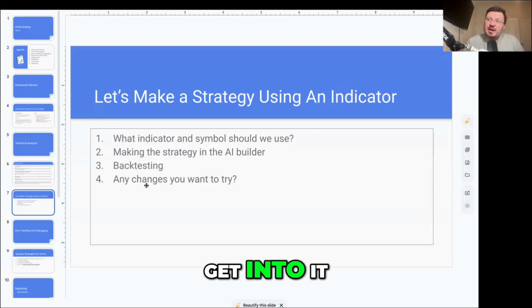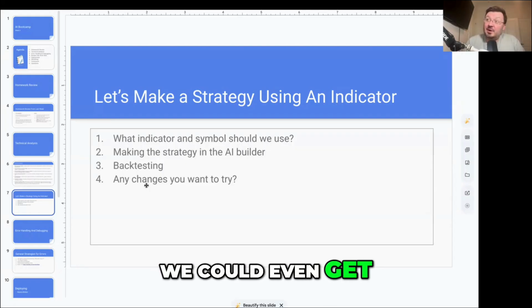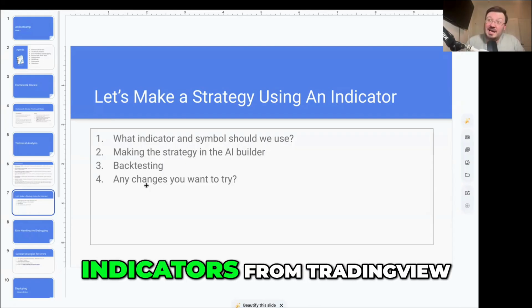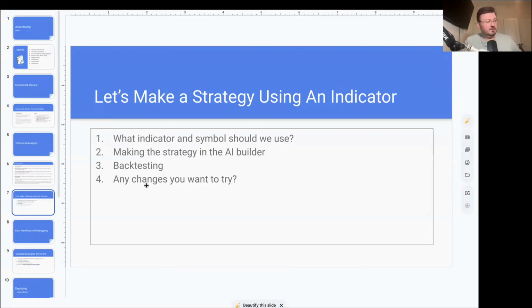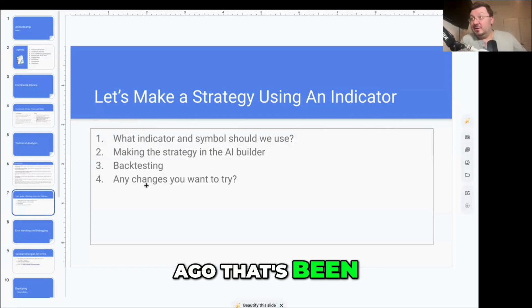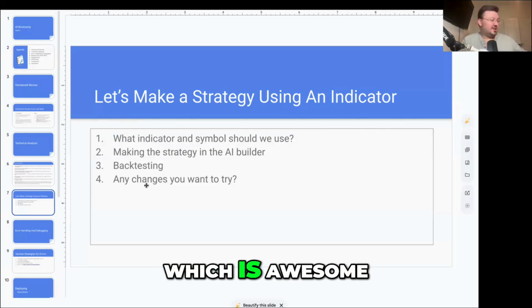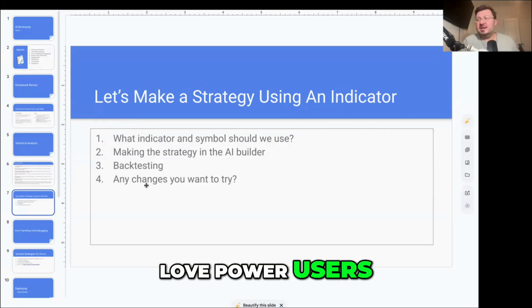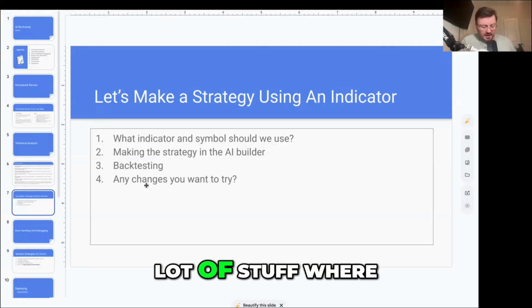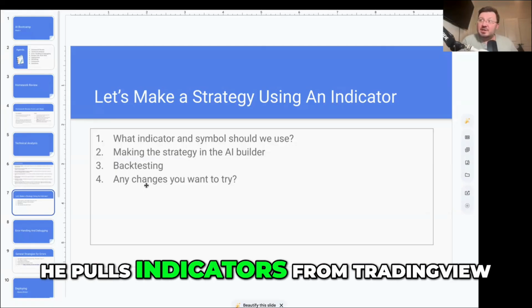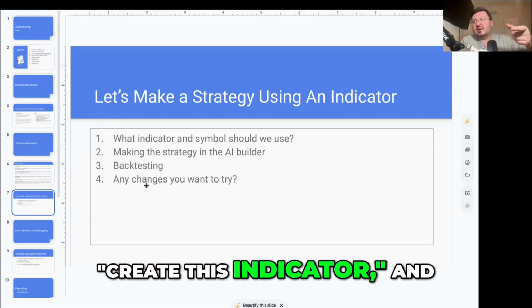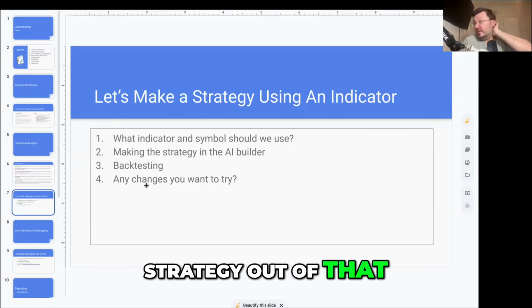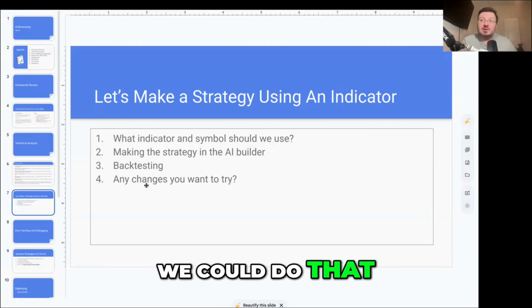If you guys want to get into it, we could even get stuff from TradingView. You could actually get indicators from TradingView, plug it into the system, and use it that way too. We actually got a new user a couple of days ago that's been really hammering our system quite a bit, which is awesome. Love power users. He's been doing a lot of stuff where he pulls indicators from TradingView. He'll give it to our system and say, create this indicator, and it can actually create a strategy out of that. So if you guys want to see that happening, we could do that as well.